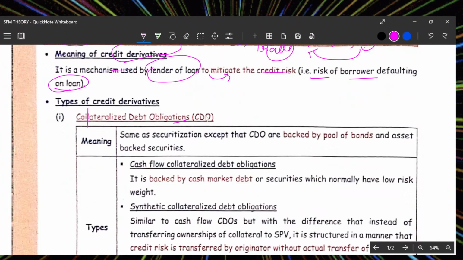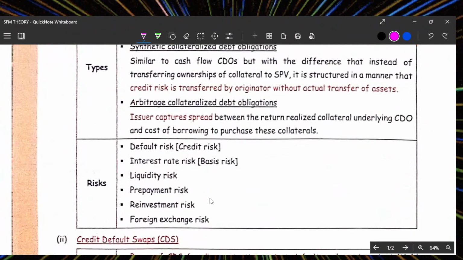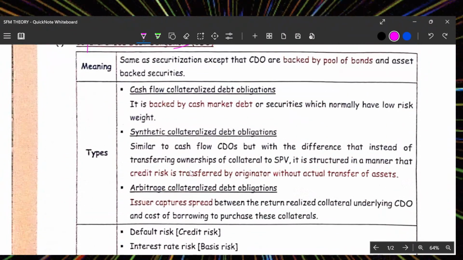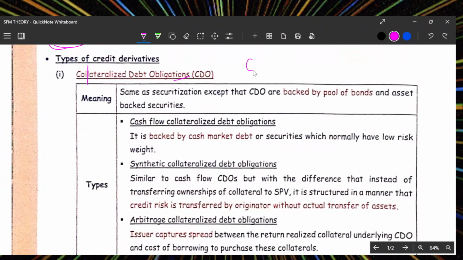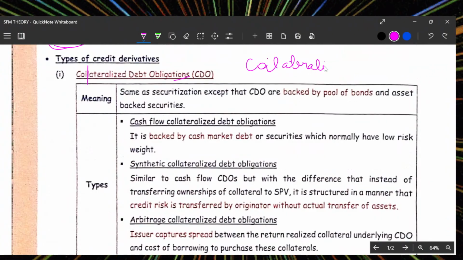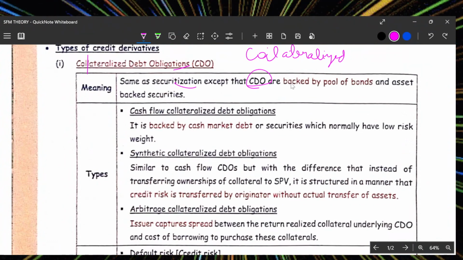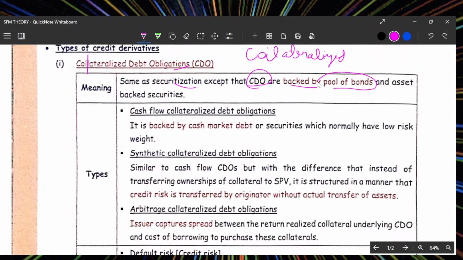Types of credit derivative: Collateralized debt obligation (CDO) and then credit default swap. These are the two things. Collateralized debt obligation, what is it? Same as securitization, except the CDOs are backed by a pool of bonds.